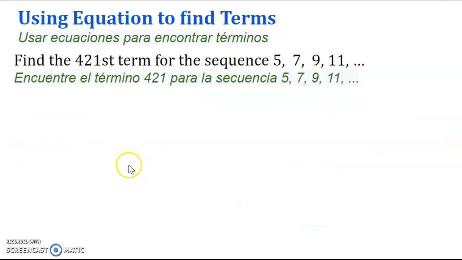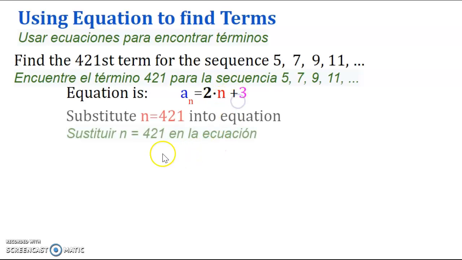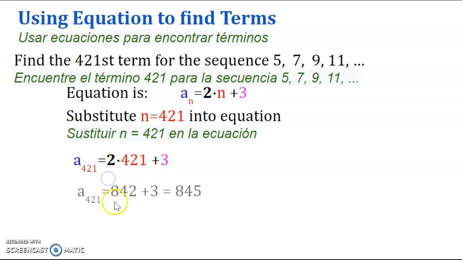So then let's use that. We figured out a sub n is 2n plus 3, and we want to figure out the 421st term. That means we can substitute n to be 421 and then use the equation. So instead of n, I am going to substitute 421. So 2 times 421 plus 3: 2 times 421 is 842, and then adding 3 to it gives 845. So I know that the 421st term is 845.